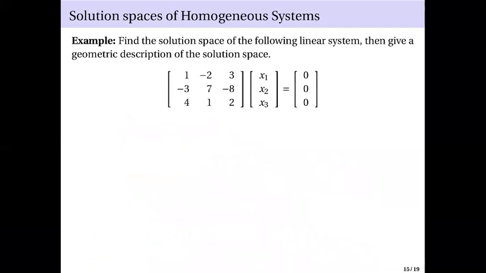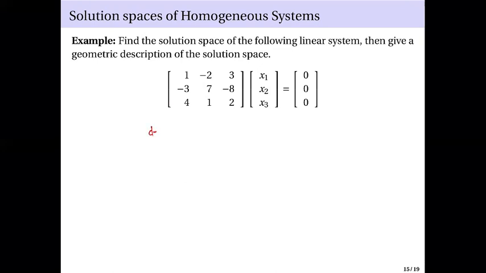One last example here for this set. Find the solution space of the following linear system, then give a geometric description of the solution space. And look at this: 1, negative 2, 3, negative 3, 7, negative 8, 4, 1, 2. Okay? Solution, you can do your RREF. But in here, what I'm going to do is to find the determinant of that.